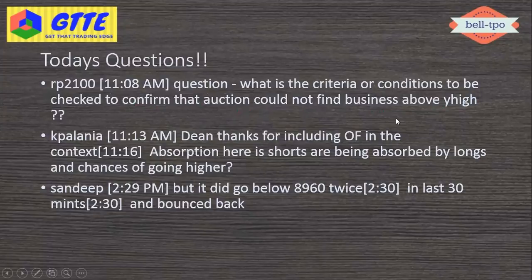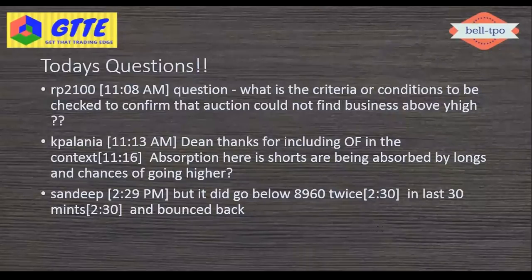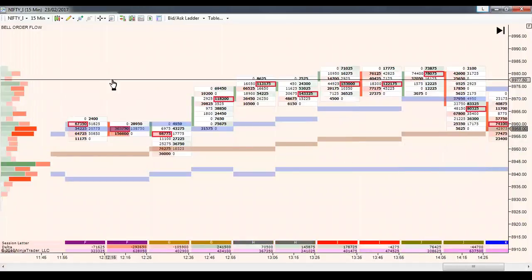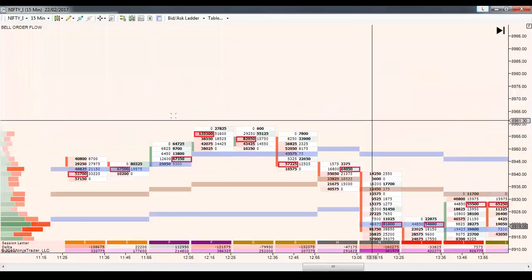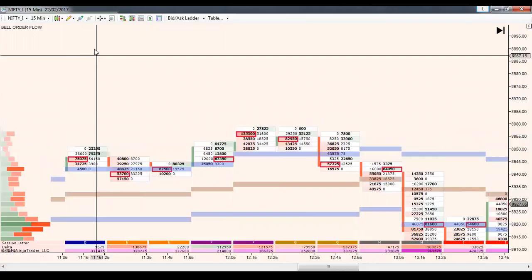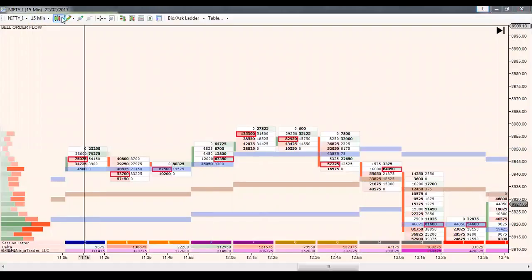Okay. So let us first check that out. For that, we might need to look at the order flow chart, and let me just mark yesterday's high here. Oops, no, not this one, this one.